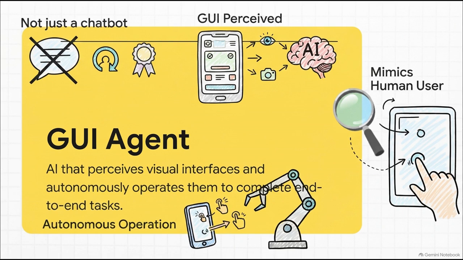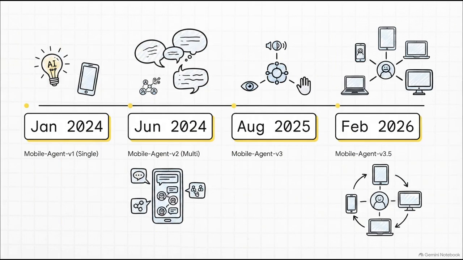We're talking about an AI system that is fully capable of perceiving the visual elements on a screen and autonomously operating them to finish end-to-end tasks. It literally mimics a human user reading the screen and tapping or clicking just like you would. And looking at the timeline, it is wild how fast the team at Tongyi Lab is moving.